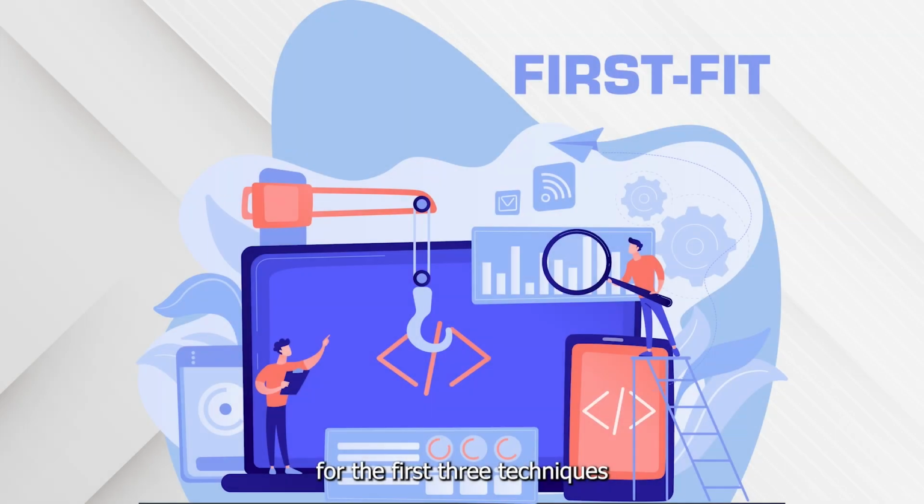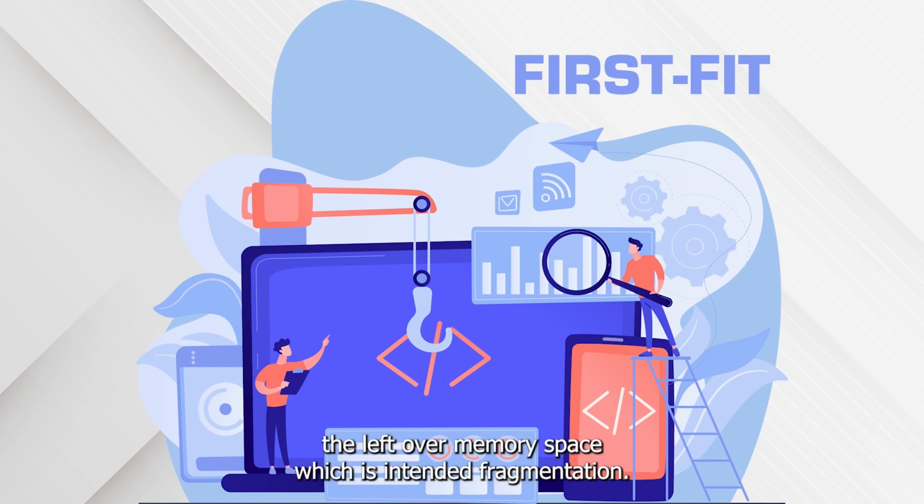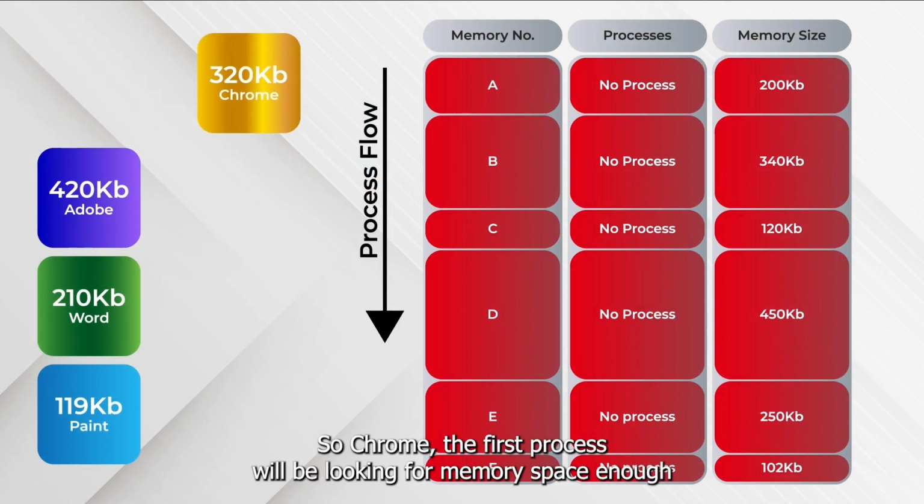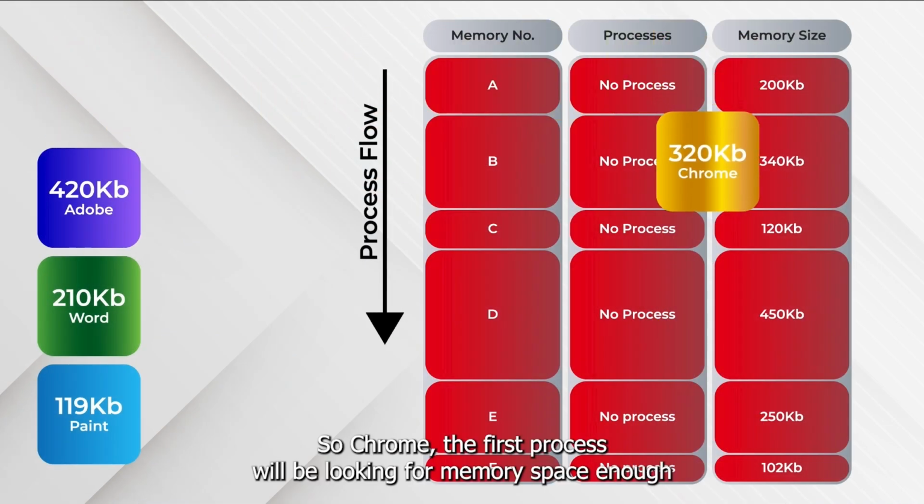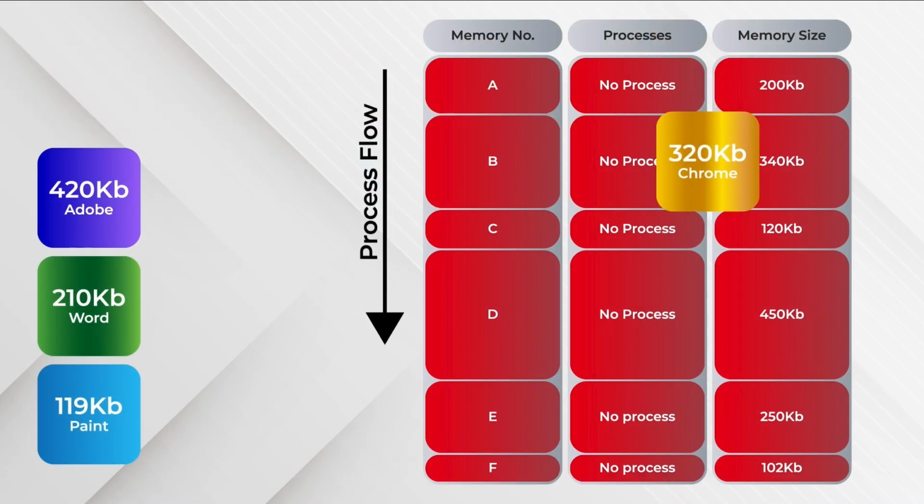For the first fit technique, each process finds a space just enough to fit in, regardless of the leftover memory space, which is internal fragmentation. So Chrome, the first process, will look for memory space that is enough for it to fit in. In this case, Chrome will stay at memory slot B.